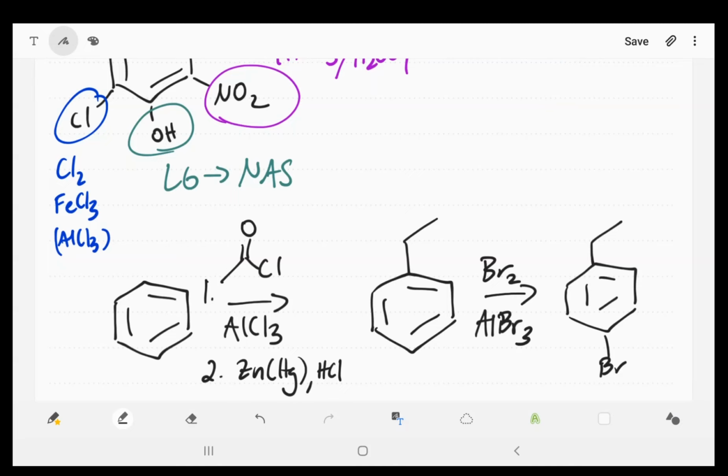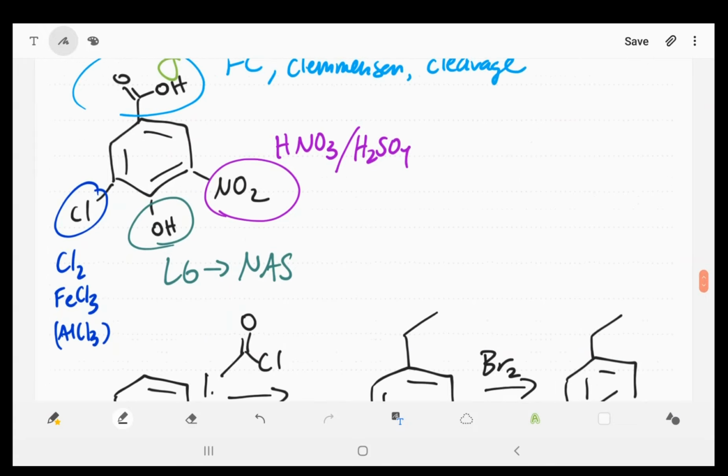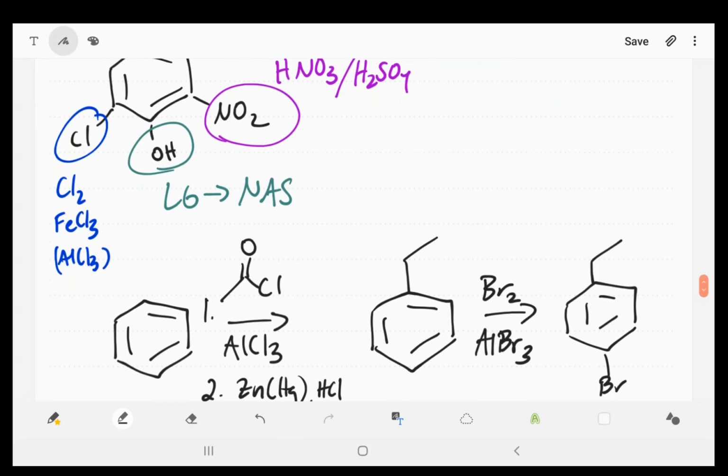So I'll give us a little hint here. So we have this ethyl group and the bromine on there. If we do any sort of electrophilic aromatic substitution, it's going to go ortho to the ethyl group. So we need to get rid of that ethyl group, right? Because it's going to direct all of our new substituents, and we don't want it to. So let's get rid of it. How do we get rid of that ethyl group?